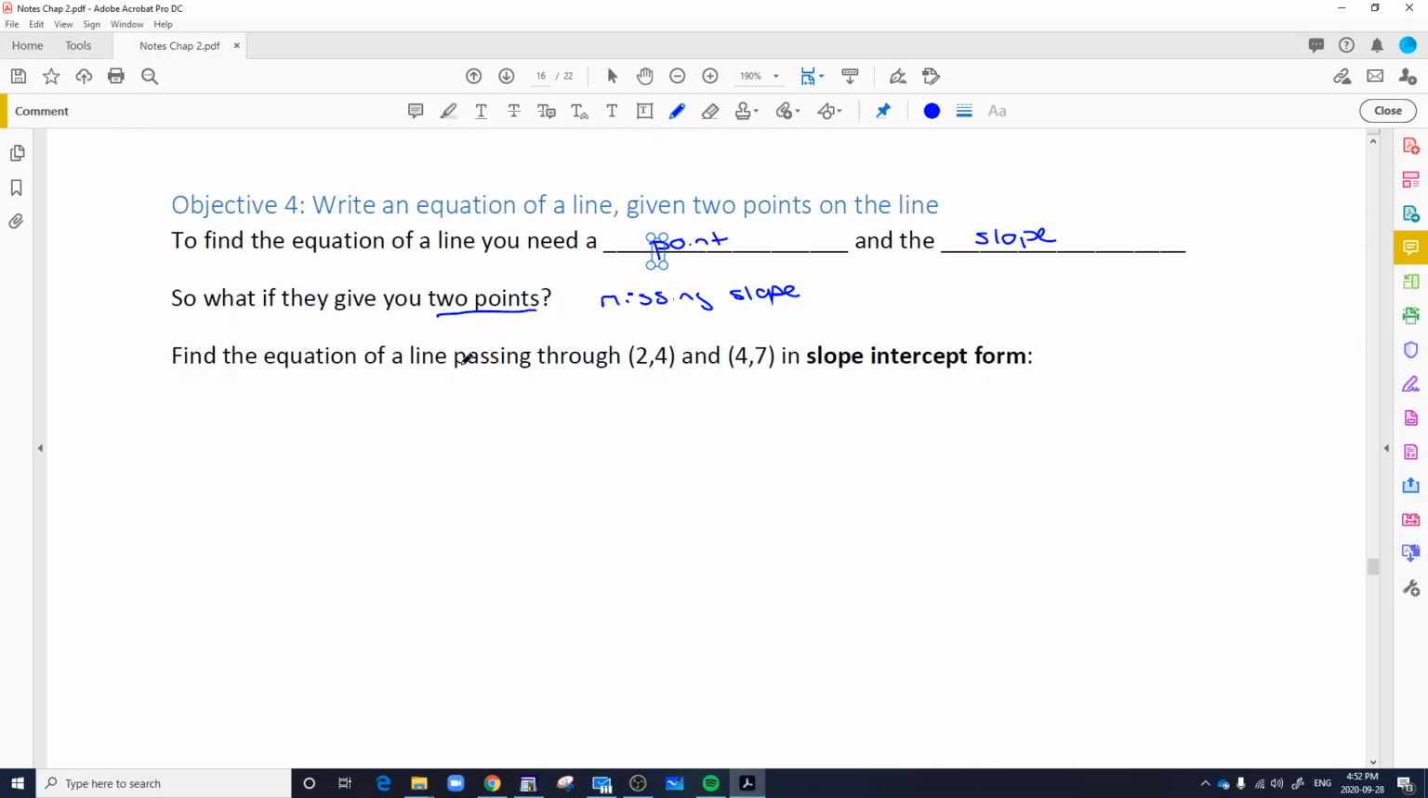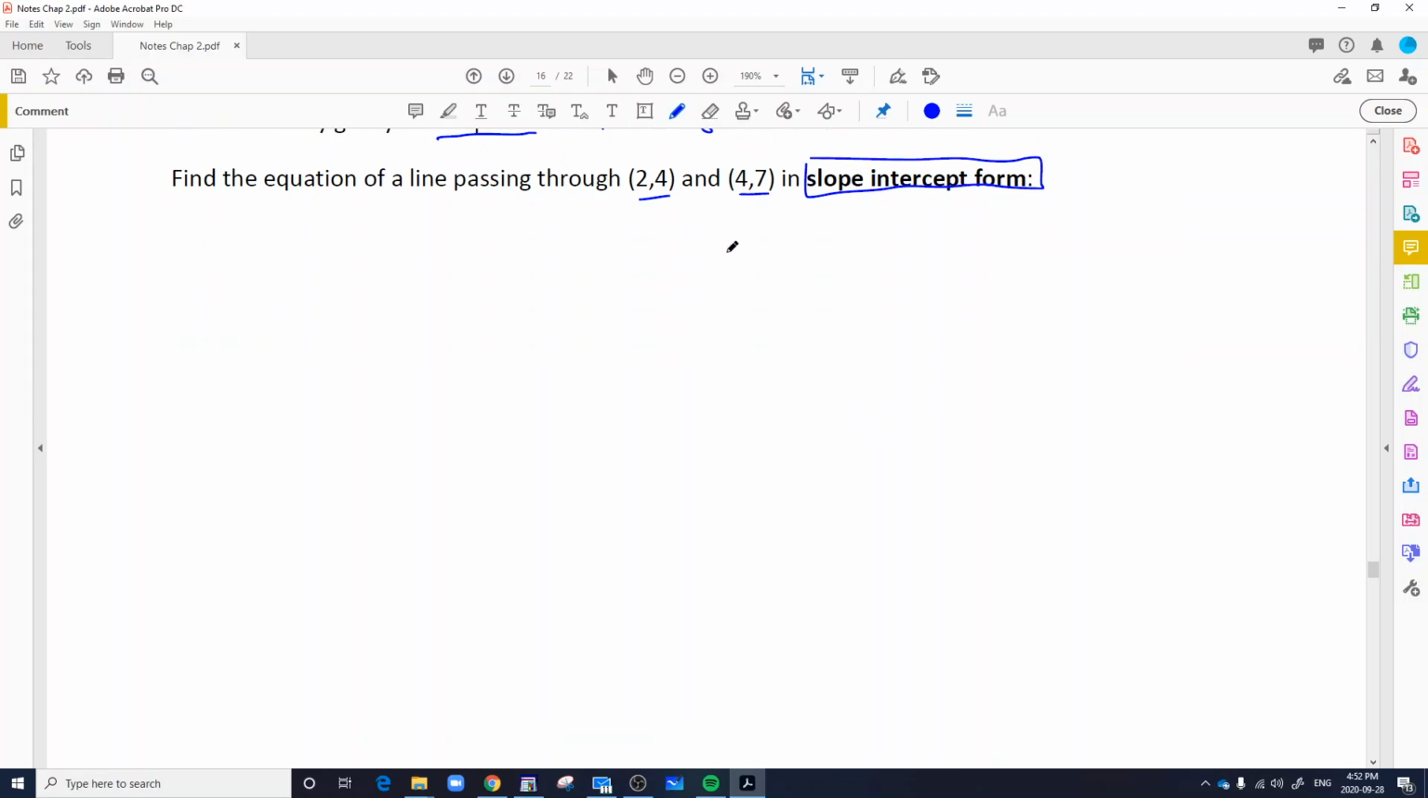So we're going to find the equation of a line passing through the points (2, 4) and (4, 7). And I want my answer to be in slope-intercept form. Just like in objective 3, I'm going to do it the 2 methods. Maybe now you've picked one method and you only want to do that one. Maybe you're learning both and using one for slope-intercept form and one for standard form. Totally up to you. But no matter which method you choose, the first thing you're going to do is find slope. To find slope, you use the slope formula.